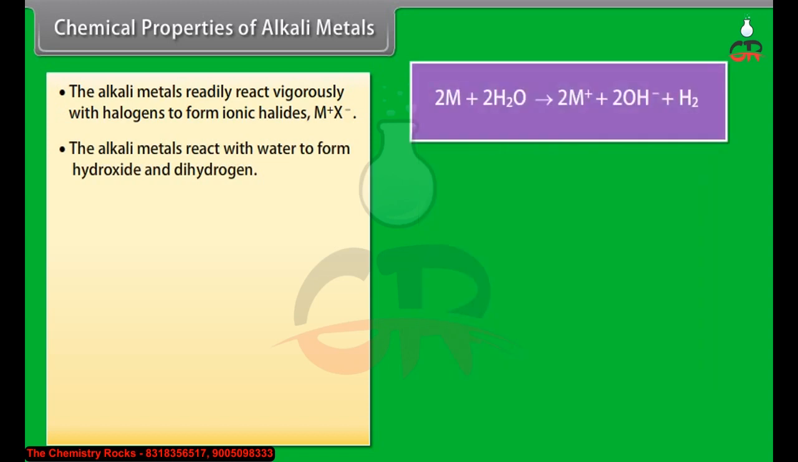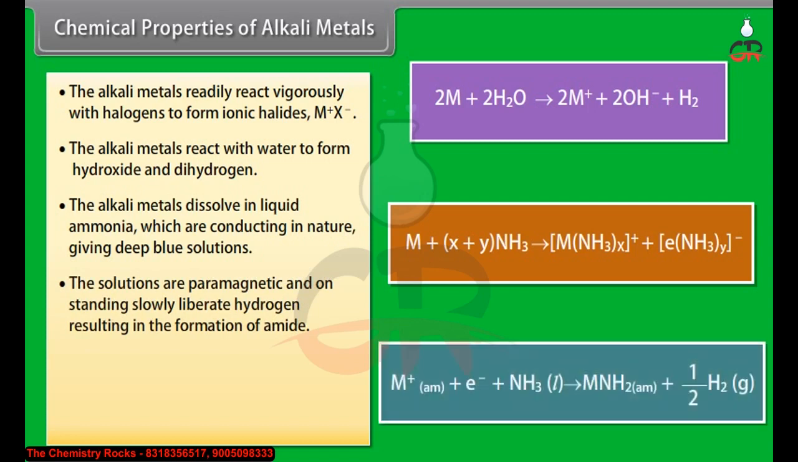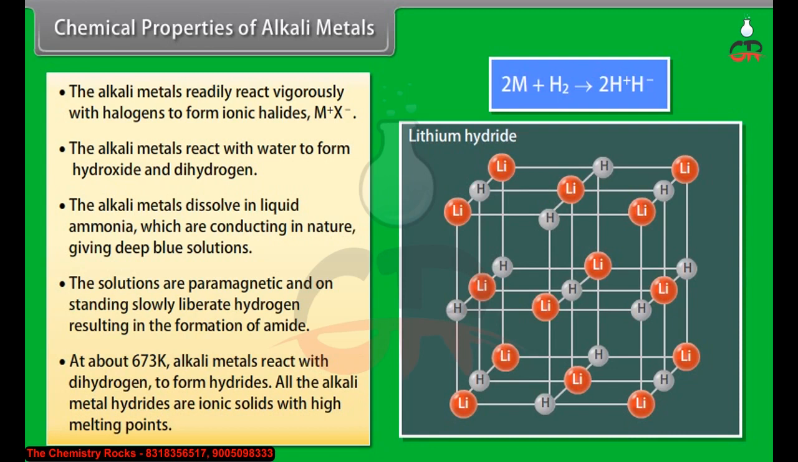The alkali metals react with water to form hydroxide and dihydrogen. The alkali metals dissolve in liquid ammonia, which are conducting in nature, giving deep blue solutions. The solutions are paramagnetic and on standing slowly liberate hydrogen, resulting in the formation of amide. At about 673 Kelvin, alkali metals react with dihydrogen to form hydrides. All the alkali metal hydrides are ionic solids with high melting points.